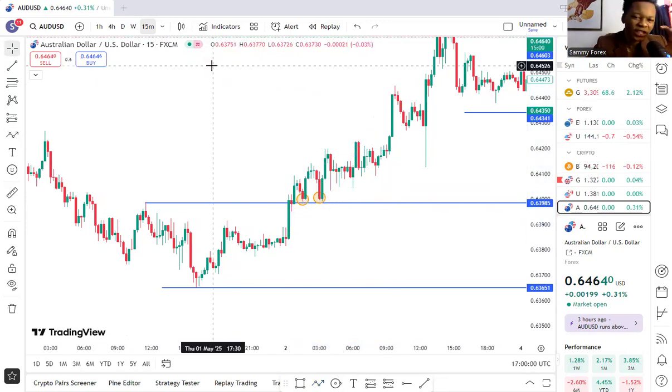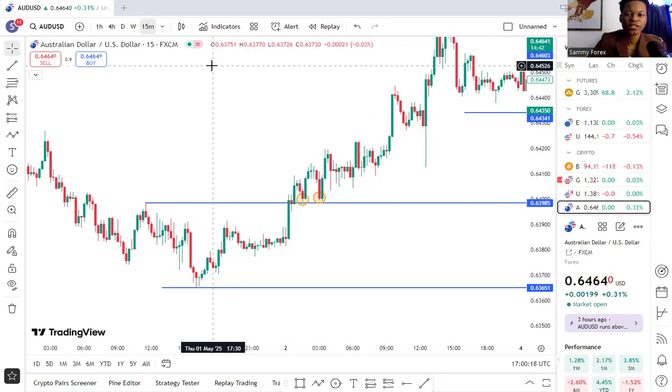So that is the first one you are to consider, break and retest. For those of us that are using break and retest, use your strategy wisely. It works 100%. It's a classic entry.